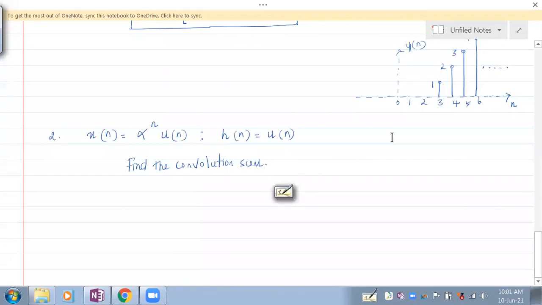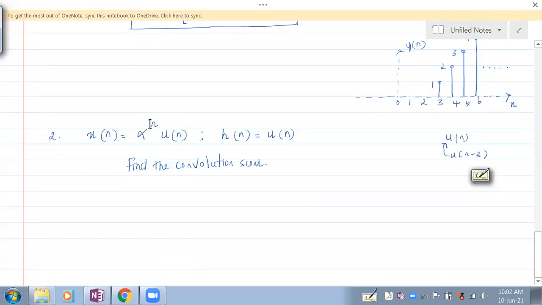Okay, and in the previous problem, u of n was the first signal, u of n minus 3 was the second signal. So we interchange this because u of n minus 3 had greater challenges of shifting and all. Fine. Here, this is u of n, this is alpha power n u of n. So this is a simple signal, this is a comparatively complex signal. So let our complex signal be our first signal. Understand that? So let's go.